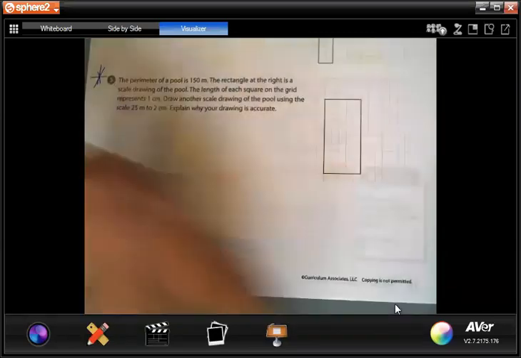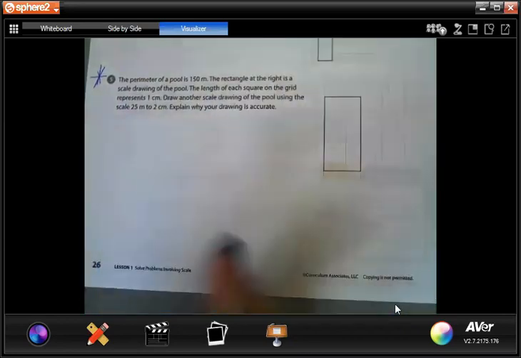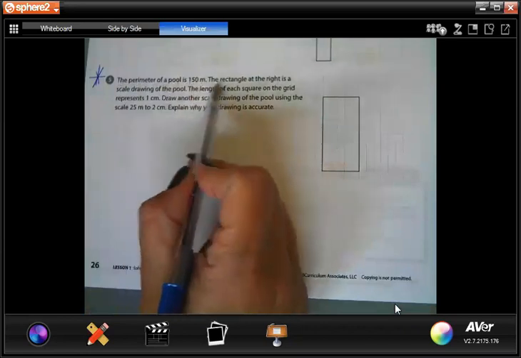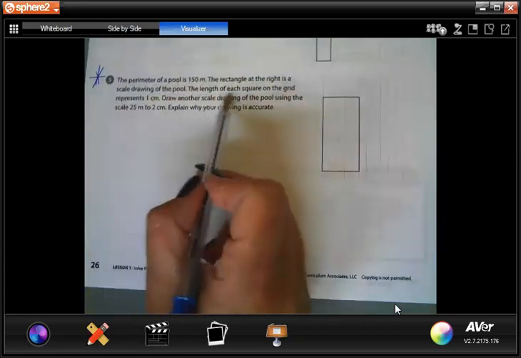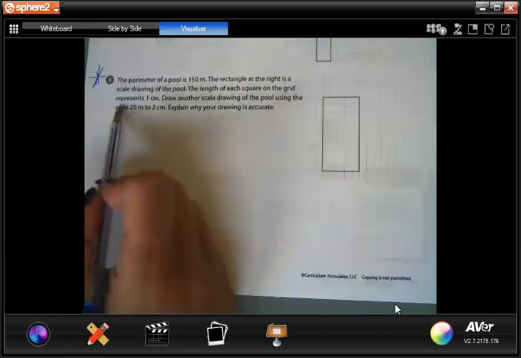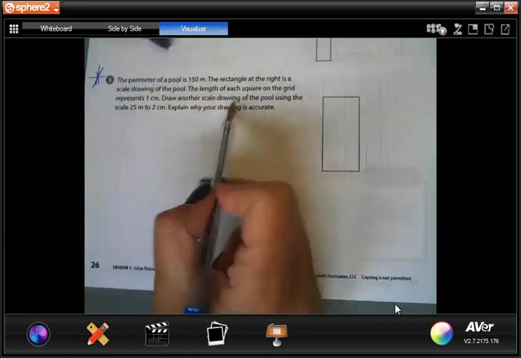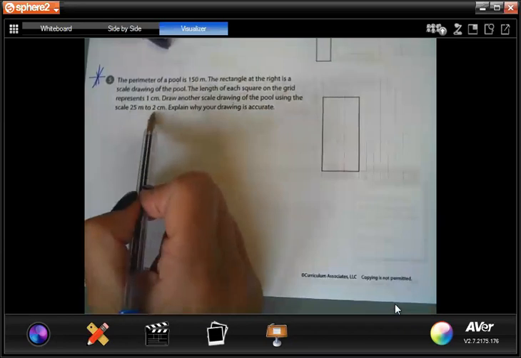All right, so here we go. Last problem of the day. Well, of the notes. The perimeter of a pool is 150 meters. The rectangle at the right is a scale drawing of the pool. The length of each square on the grid represents 1 centimeter. Draw another scale drawing of the pool using a scale of 25 meters to 2 centimeters. Then explain why your drawing is accurate.